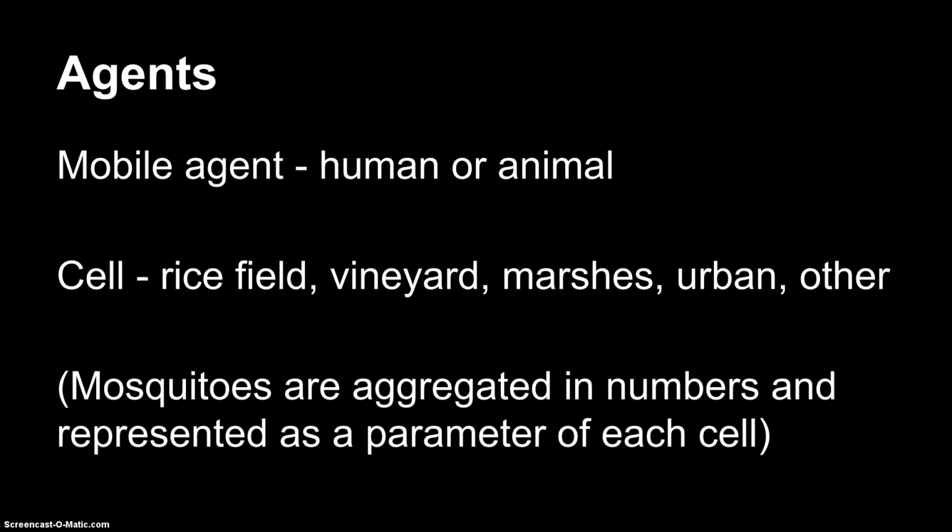So there's two broad types of agents. There's mobile agents and cells in this model. The mobile agents are humans or animals, and the cells represent rice fields, vineyards, marshes, urban or other. And you can see that mosquitoes aren't represented there, and the number of mosquitoes is actually aggregated to the cell. So each cell will have a figure for the number of adult mosquitoes within that cell. And one cell represents an area of 30 meters by 30 meters.